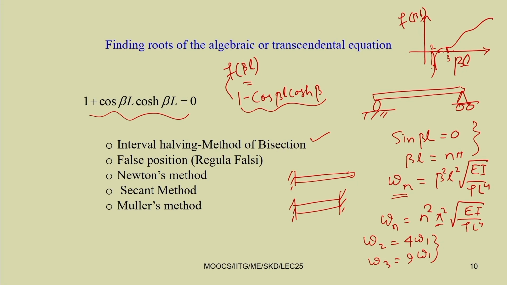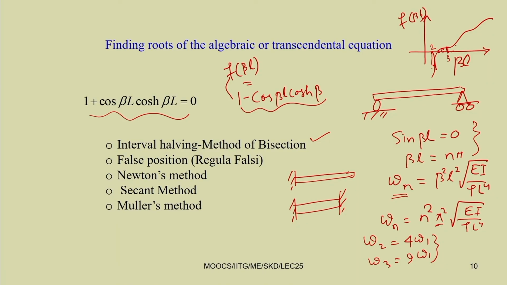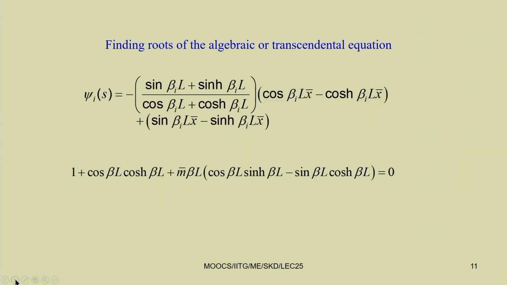So, we can find the next value, let that be 2.5, again it has a positive value. So, the next iteration will be between 2 and 2.5. This time, by taking 2 and 2.5, the next value of beta L will be equal to 2.25. That way we can go on iterating and find a value for which this f beta L will be equal to 0. Using this basic principle, we can find the root of this equation.